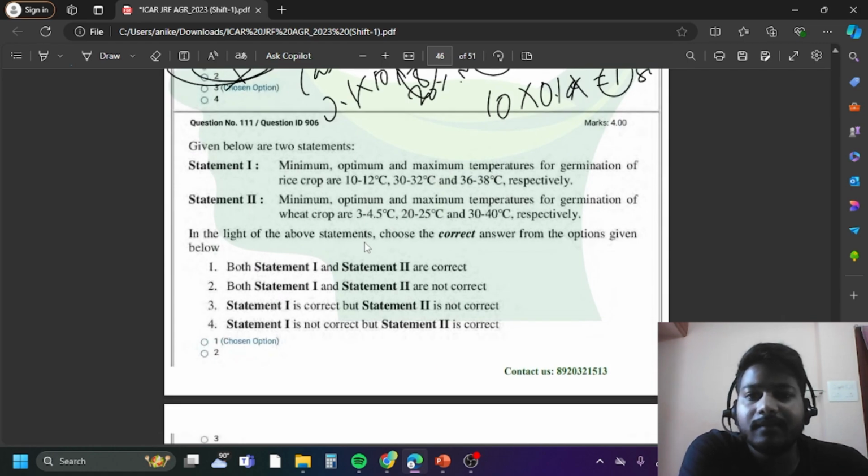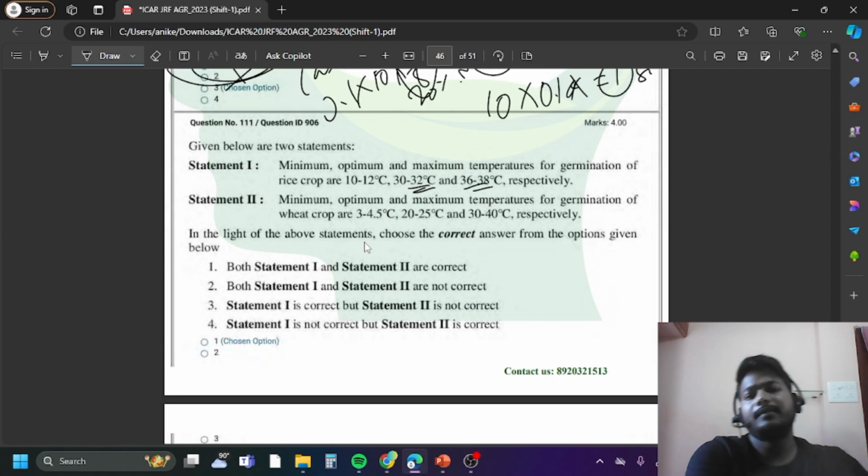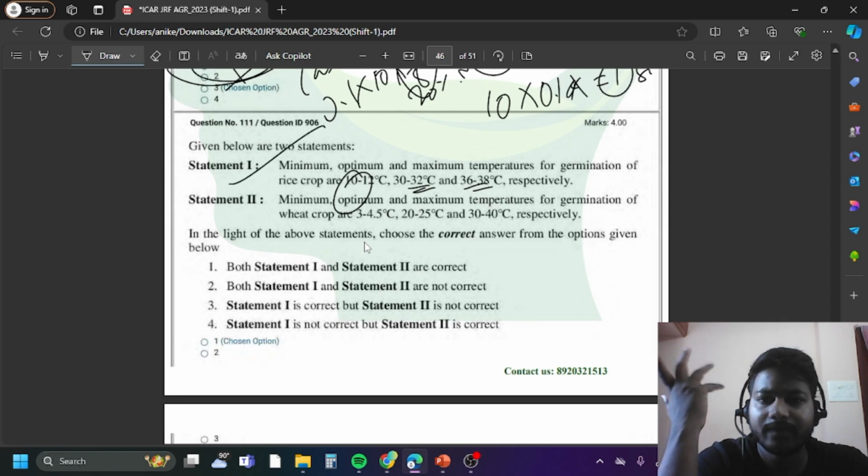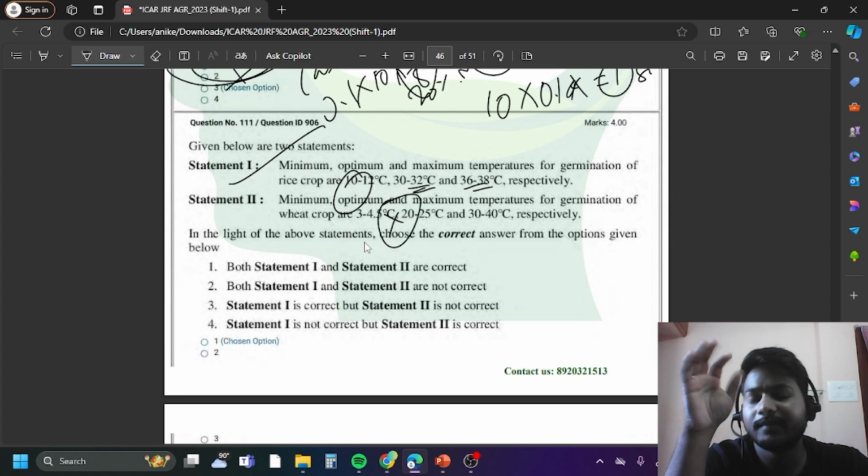Next is the minimum, optimum and maximum temperature for germination of rice crop: 10 to 12, 30 to 32 and 36 to 38. Yes, the minimum temperature required for rice germination is 10 to 12, optimum is 30 to 32 and maximum 36 to 38. Correct. For the wheat crop it is given wrong. So statement 1 is correct, statement 2 is incorrect.